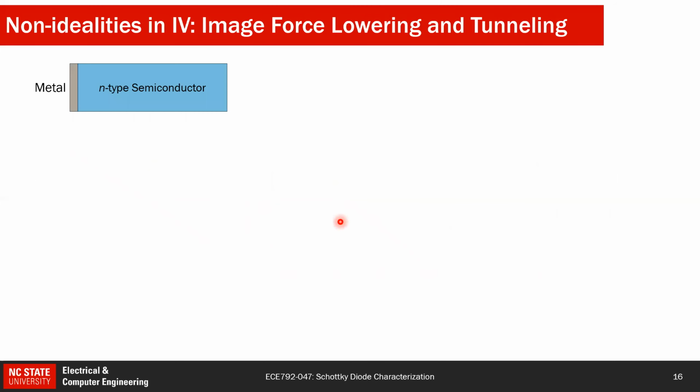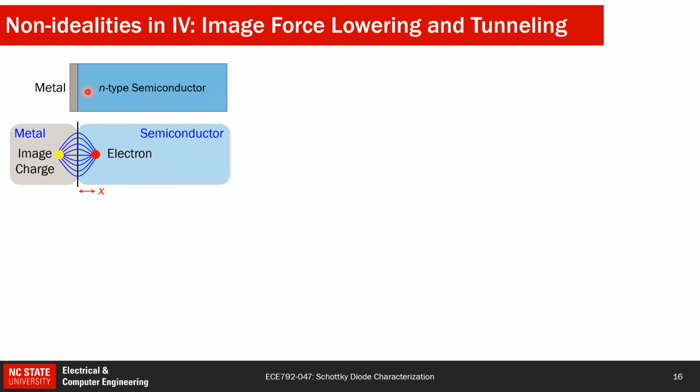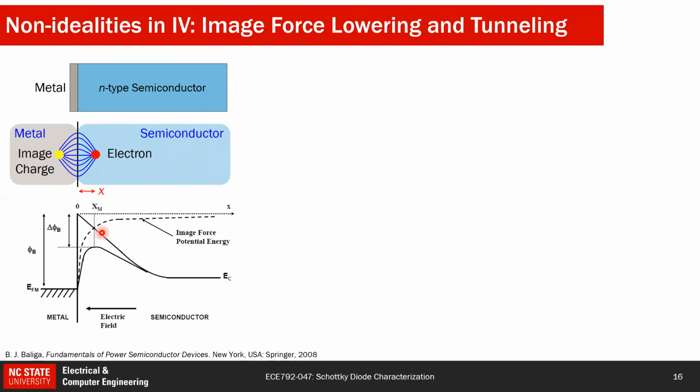So first, I want to discuss a non-ideality in IV. There is the image force lowering and also the tunneling component. Here is the schematic of the Schottky diode. When an electron comes near the surface, an image charge will be forming in the metal. And because of that, instead of having this barrier phi B, this field created near the junction will reduce the barrier, and the reduction would be delta phi B. So actually when you do an IV measurement, you don't see the actual barrier, you see phi B minus delta phi B.